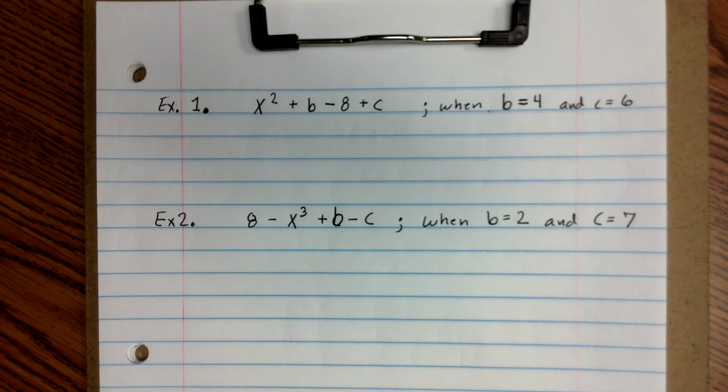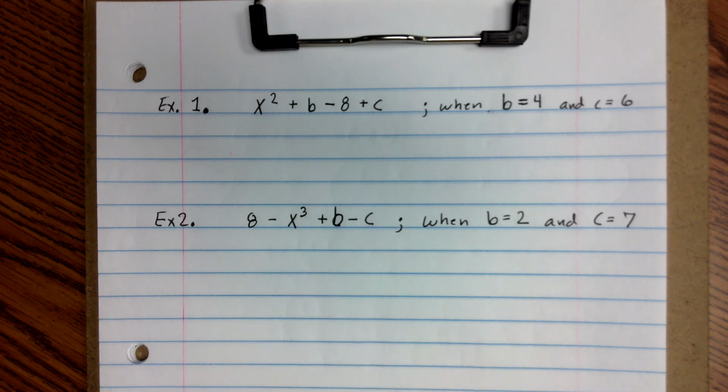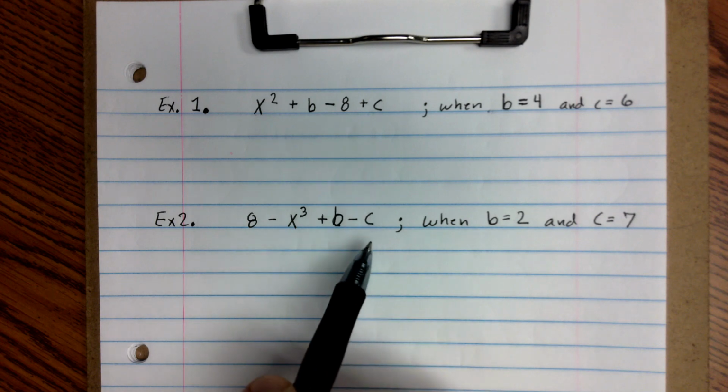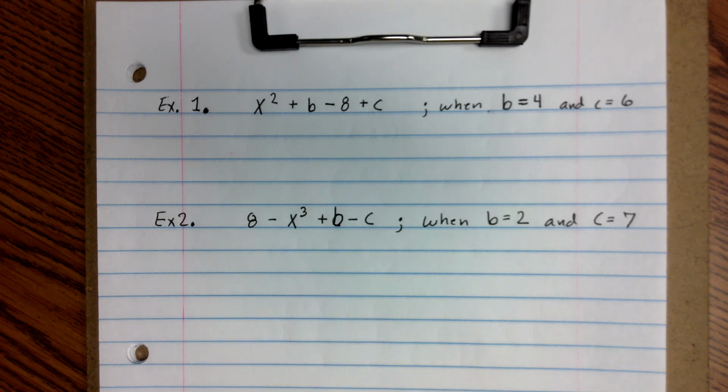In this video, we are going to evaluate these two expressions. So they're an expression because there's no equal sign at the end of it. So in Algebra 1, you would have evaluated functions. They had an equal sign. In this case, it's just an expression, but it's really the same process.